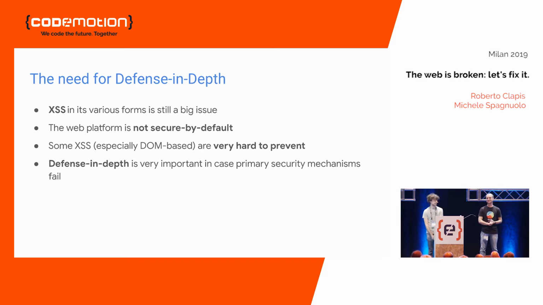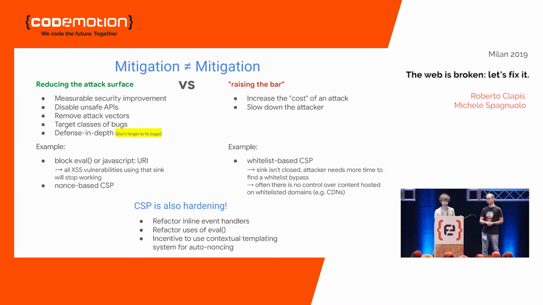Some XSS are very hard to prevent, actually, especially DOM-based XSS. And what we call defense in depth, which means some second layer of defense that actually comes to save you when the primary security mechanisms fail, is still very important. And I know that the security community especially is very divided on the word mitigation. Mitigation is somehow an overloaded word. Like, mitigations are bad, mitigations just raise the bar, they do not solve the bugs. Right? You just make it harder to exploit.